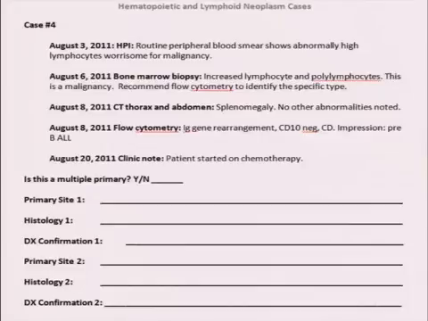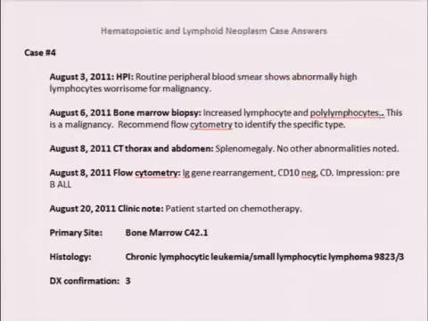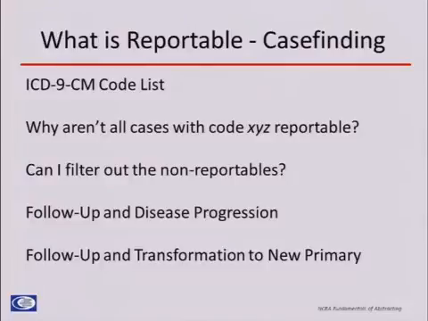So we've already looked at one like this, right? So the primary site is going to be bone marrow. That's where they got the cells for the flow cytometry. And it's going to be a pre-B ALL, 9811. Okay.